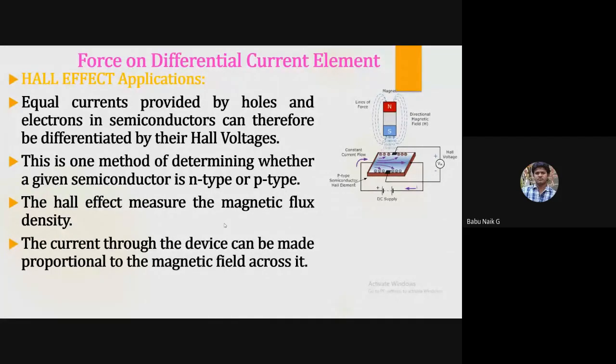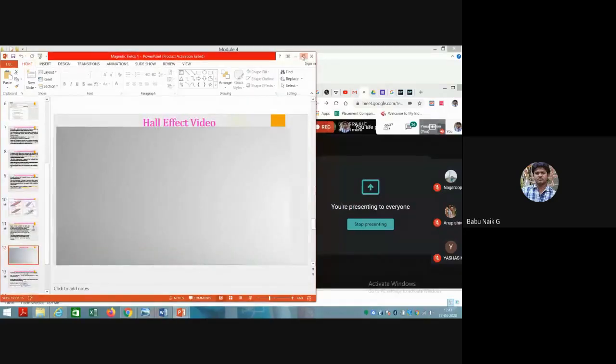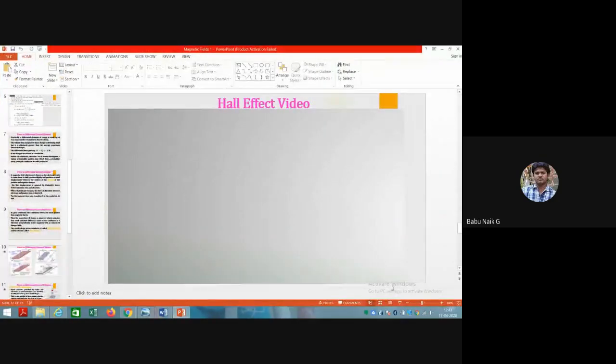It will be used, Hall effect, this one. Other things like servo have some electronic wattmeter and squaring elements, etc. This is the advantage here. So I will show one video on Hall effect, you can just see it. I'll show you a video.